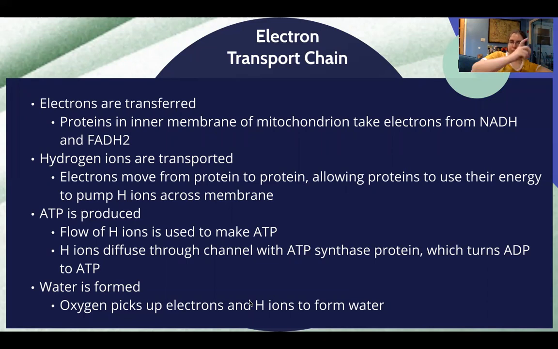As the electrons are being passed from one protein to another, it draws hydrogen ions across the membrane. The electrons provide energy that will allow the proteins to do this. They just pull the hydrogen ions onto one side of the membrane in order to create a larger concentration on one side.